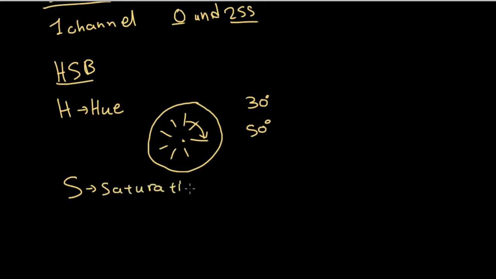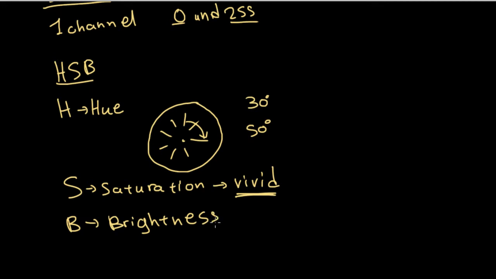Saturation is basically how vivid the color is going to be. And we're going to see that later on when we go in Photoshop. Now the B stands for brightness, and that is pretty self-explanatory. This channel just sets the brightness of your color. So let's just now go in Photoshop.